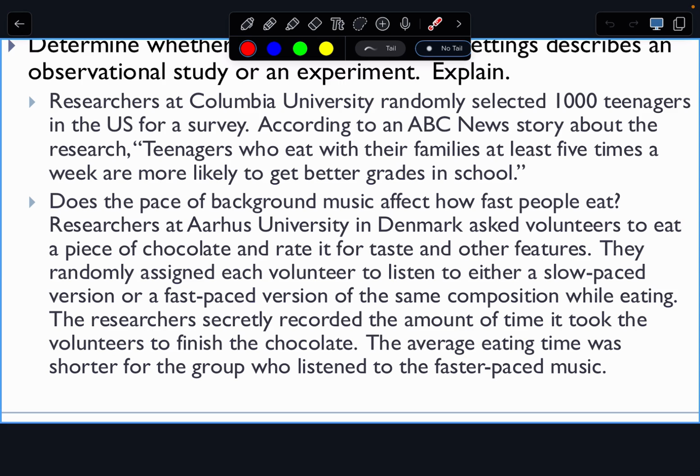But can we, from these findings here, because we ran this experiment, can I say that the type of music being listened to did affect the pace or the time it took to eat the chocolate? Yes. So I can say that that change in music was what caused the change in eating time. Because of the way we set it up, because of the treatments we imposed, we are able to do that cause and effect there.